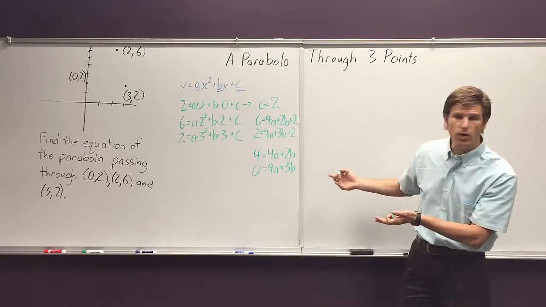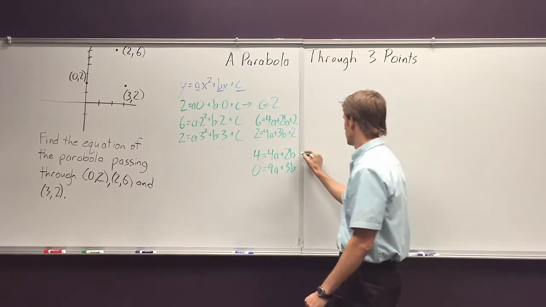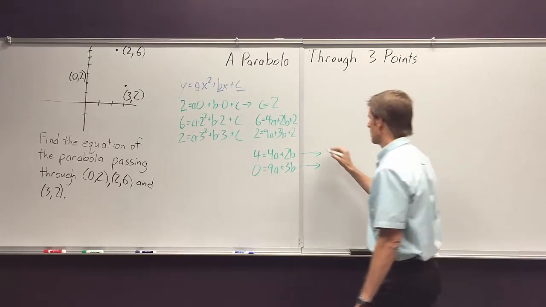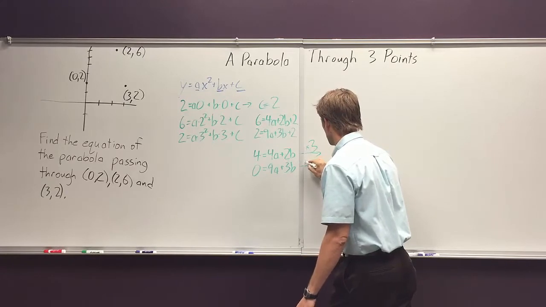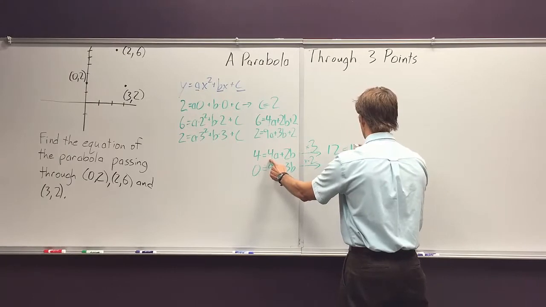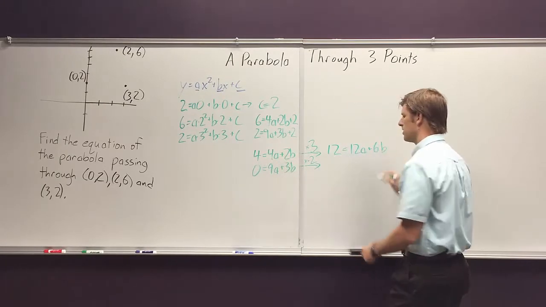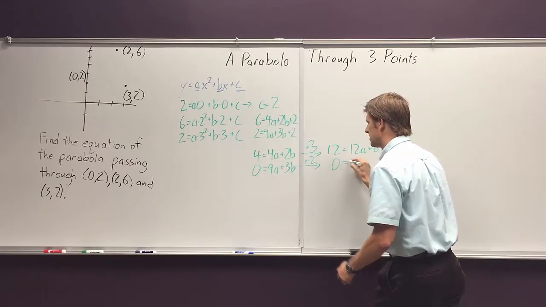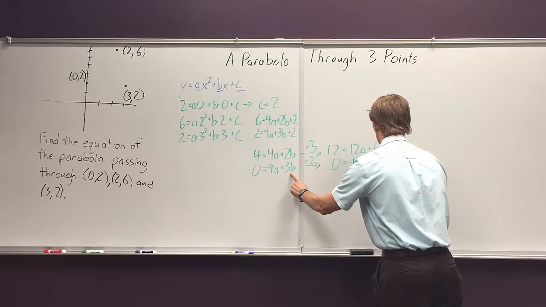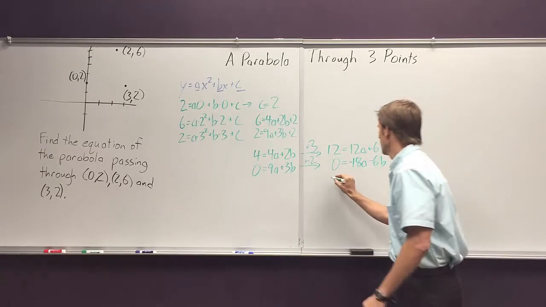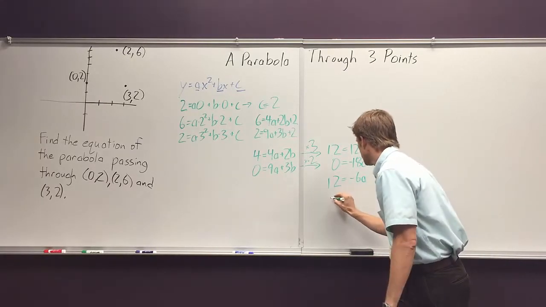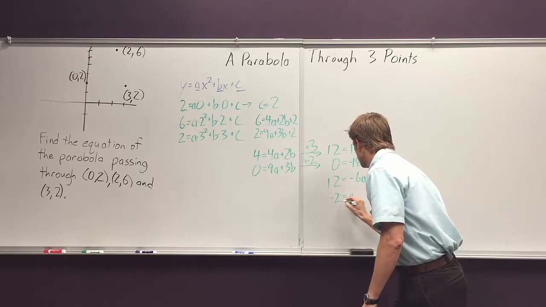Now I have a system of 2 equations, 2 unknowns. Life should be good. Now, what should I solve for? Perhaps b is the simplest thing to solve for. Let's multiply the top times 3, the bottom times negative 2. So multiplying the top by 3, I get 12 is equal to 12a plus 6b. The bottom is 0 is equal to negative 18a minus 6b. Those cancel. I get 12 equals negative 6a. Well, dividing by negative 6 said that a is negative 2.